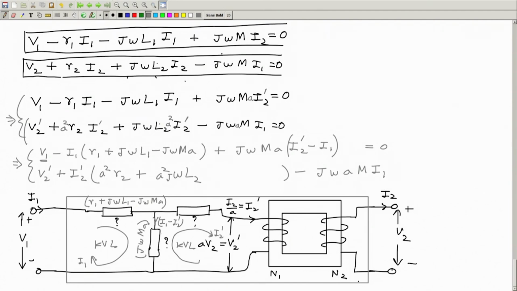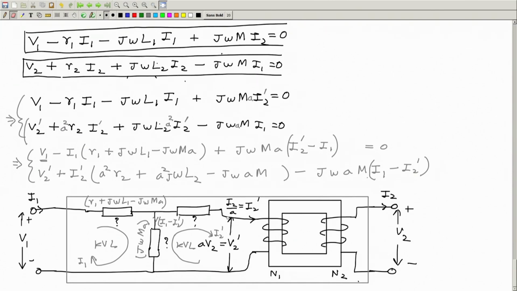Okay, this is this term. Now I will do this. I will subtract I2 prime, which means I am adding the quantity I2 prime times this, so I have to subtract it, j omega a m I2 prime. Now I put this inside the bracket, so it becomes j omega a m, and I erase it outside. So these two are same as this two, but I just wanted to write it in the form of two KVLs, two mesh equations.